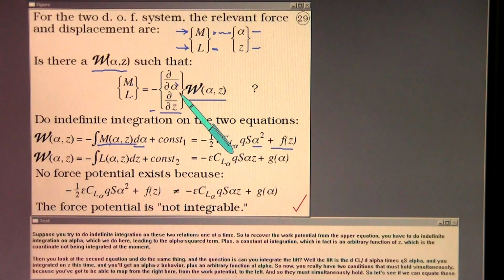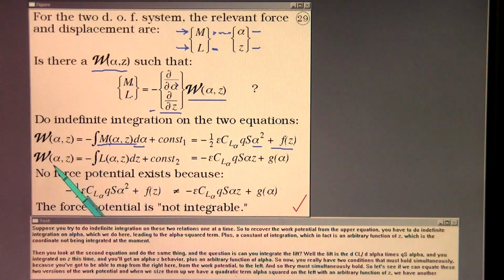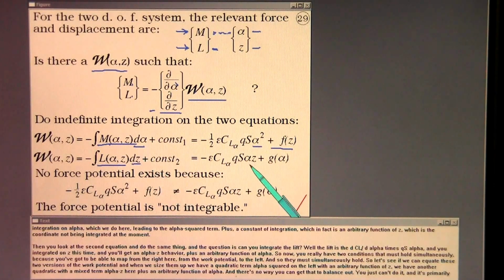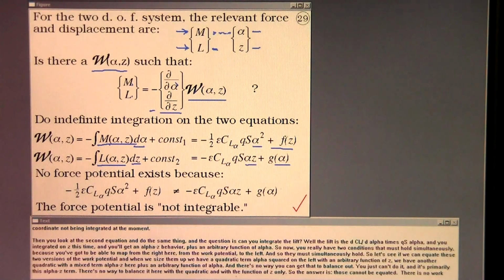Then you look at the second equation and do the same thing, and the question is, can you integrate the lift? Well, the lift is the dCL d alpha times qs alpha, and you integrate it on z this time, and you'll get an alpha z behavior plus an arbitrary function of alpha. So now you really have two conditions that must hold simultaneously, because we've got to be able to map from the work potential to the left, and so they must simultaneously hold.